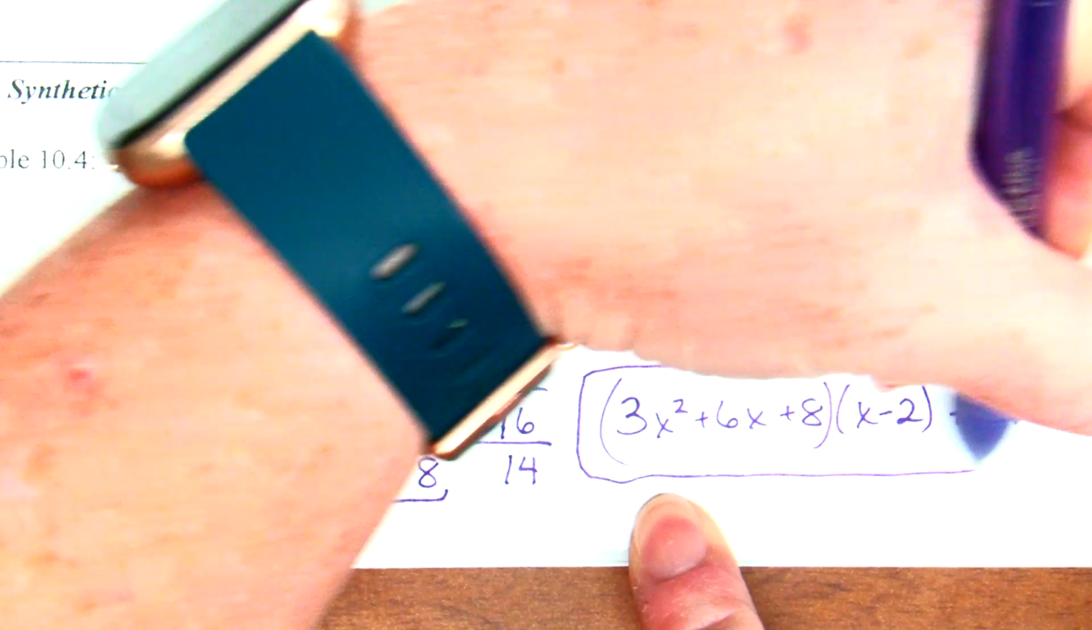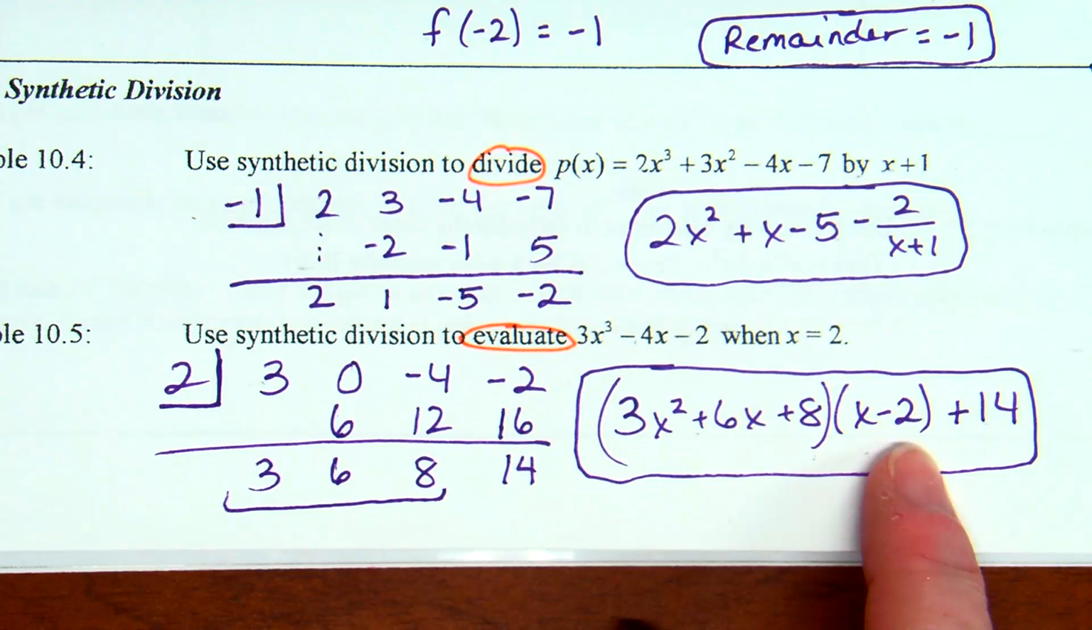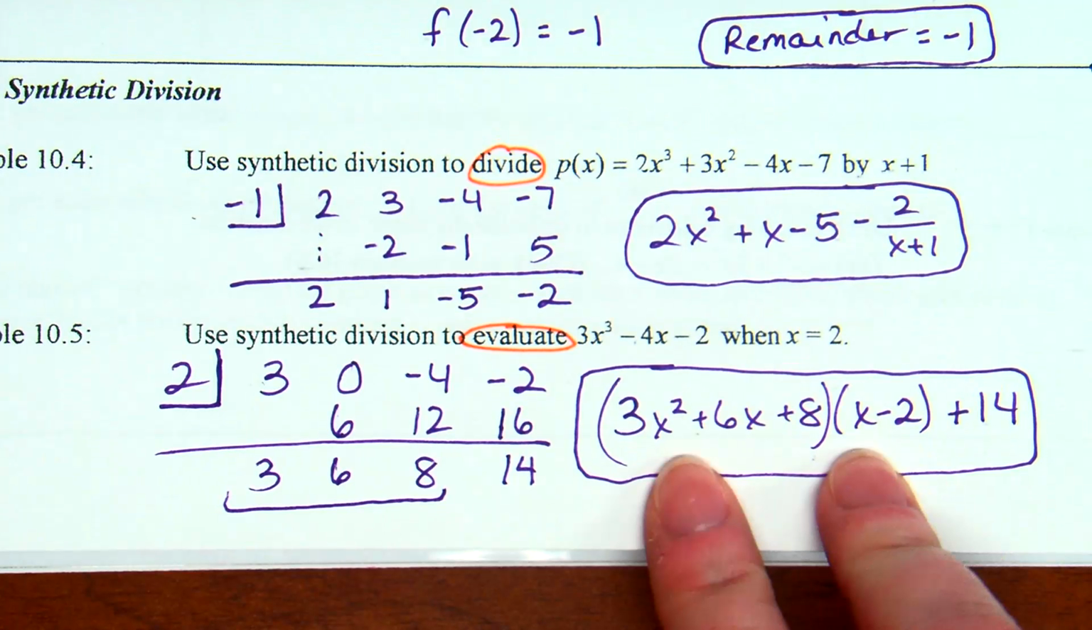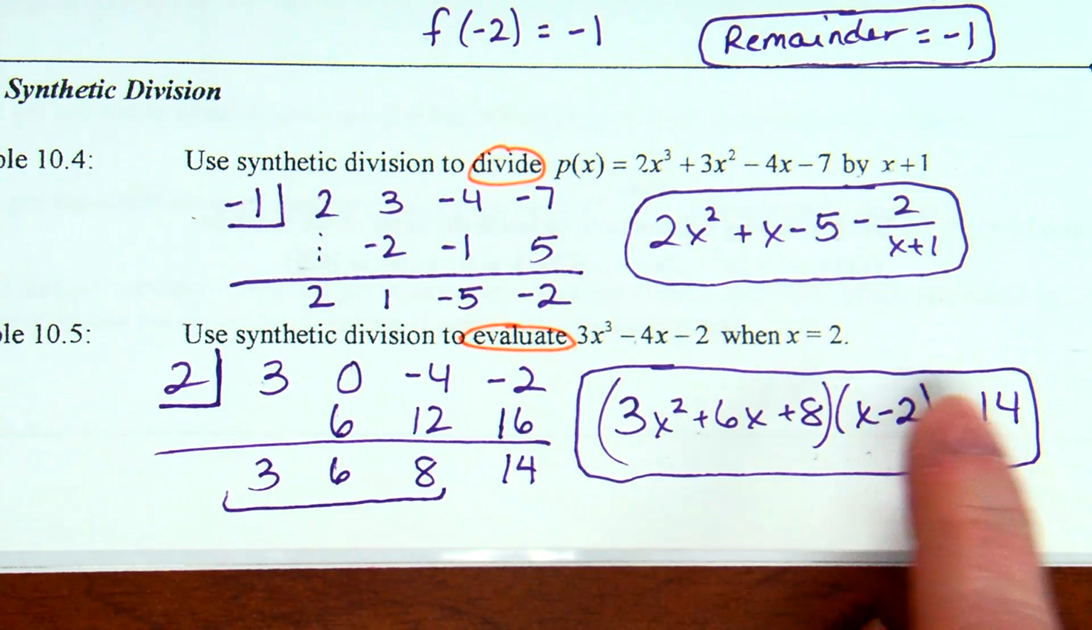Let me explain what I wrote down here, because I decided it'd just be easier to write it down and then make it make sense. What we're saying here is that this original problem of 3x cubed minus 4x minus 2 can be found by taking our answer times the factor we divided by, adding the remainder. So this is a factored form plus a remainder is what you're looking at. And we use this because they said to use 2.